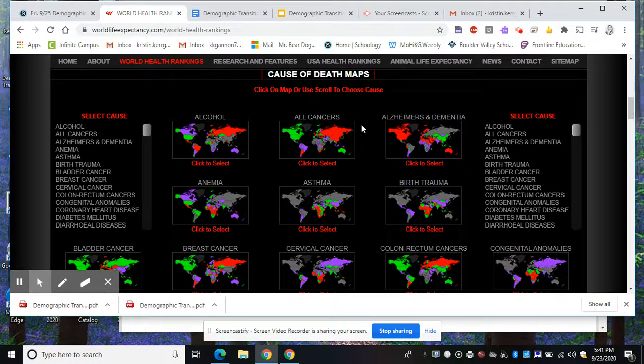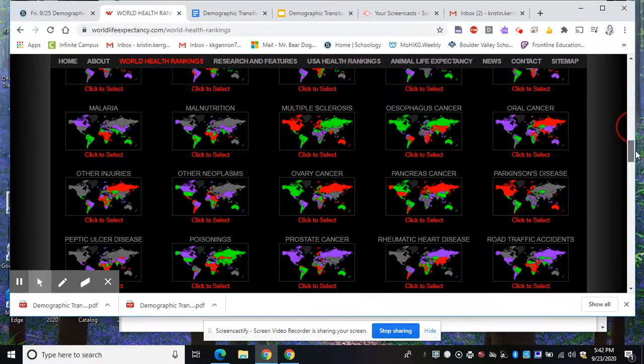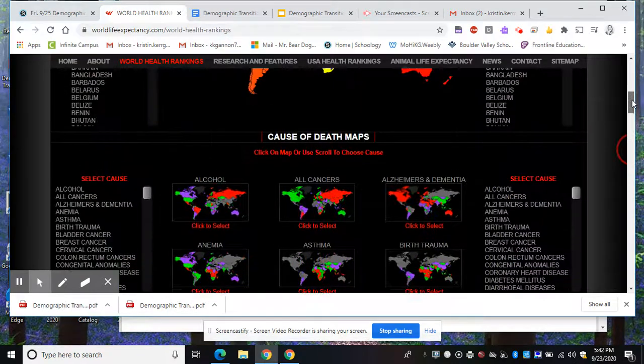So they've got everything. Like red, here's where people are dying of alcoholism. Here's where people are dying of cancers. Here's where people are dying mostly of breast cancer. Here's where people are dying of fires, of falling, of leukemia, of drug use. They've got just about everything. They've got Parkinson's and road traffic accidents and poisonings.